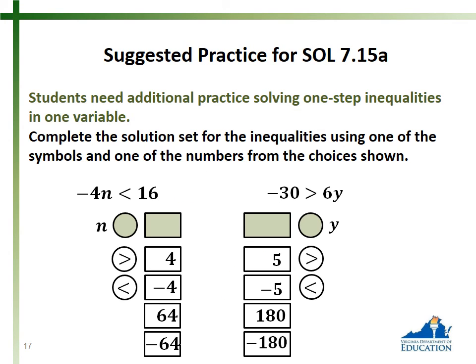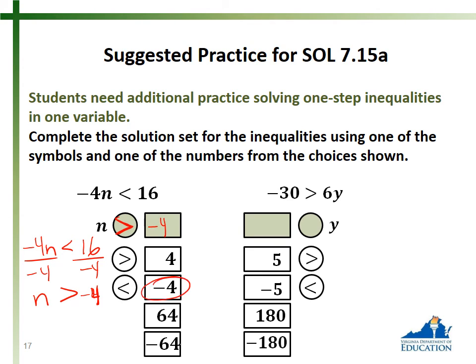So here I have this problem. It says complete the solution set for the inequality using one of the symbols and one of the numbers below. And so here, let's go and figure out our first one is -4n is less than 16. And when we divide by a negative, we need to make sure our sign flips. I'm pretty confident that this is going to be on the SOL test. And so I can say that n would be greater than -4. So in the little circle, I got my greater than sign, and I'm also going to be selecting -4.